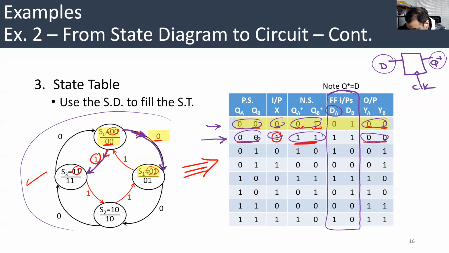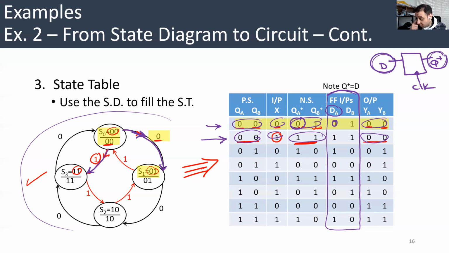What does it mean that QA plus is 0? That means that when the clock comes, Q plus copied what was in D. We know now QA plus, so it's basically the same as D. So D will be 0 as well. If QA plus is 0, then DA must be 0.